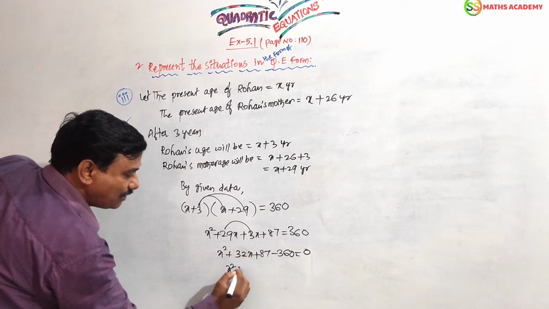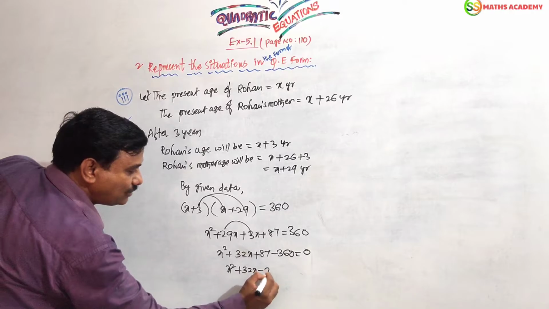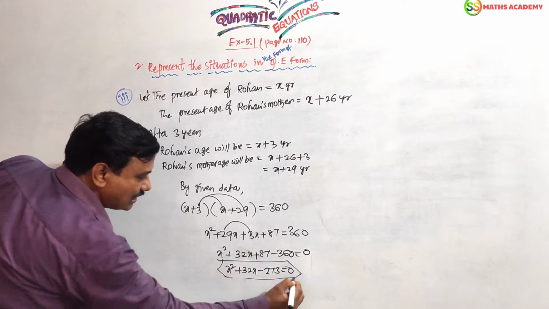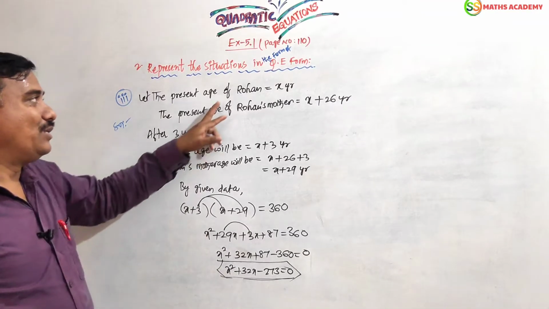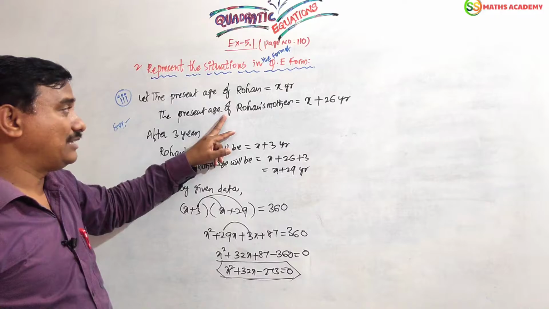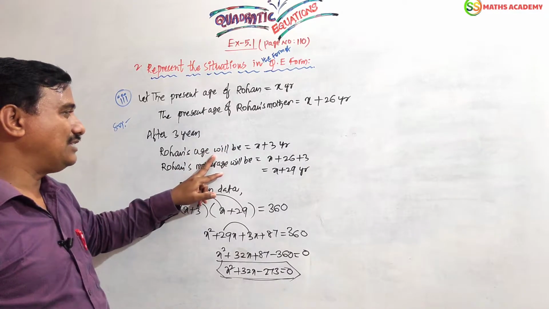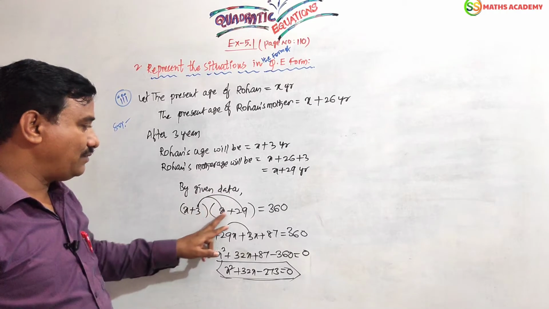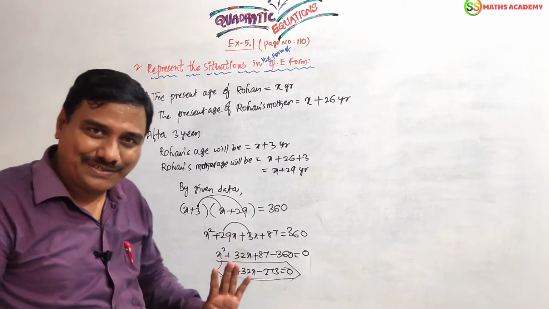Finally, x square plus 32x minus 273 is equal to 0. It is also in the standard form of a quadratic equation. Rohan's present age and his mother's present age; after 3 years, Rohan's age will be, and after 3 years, Rohan's mother's age will be. The product of their ages will be in the form of a quadratic equation.